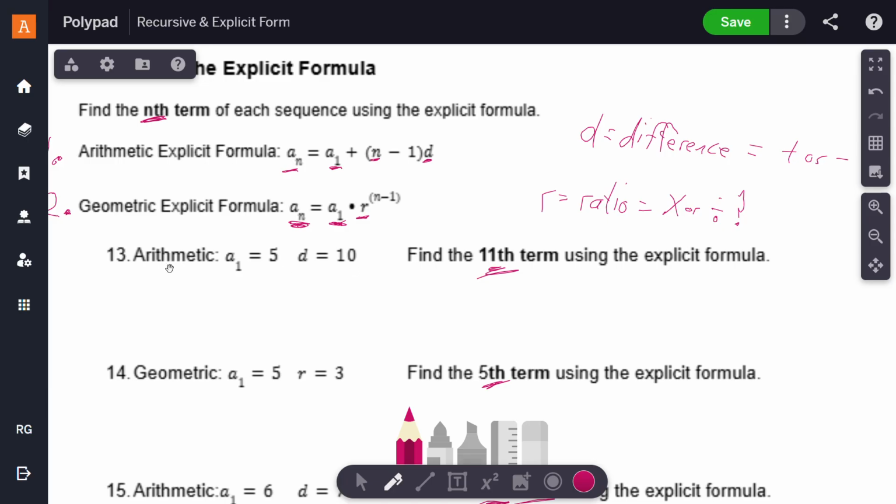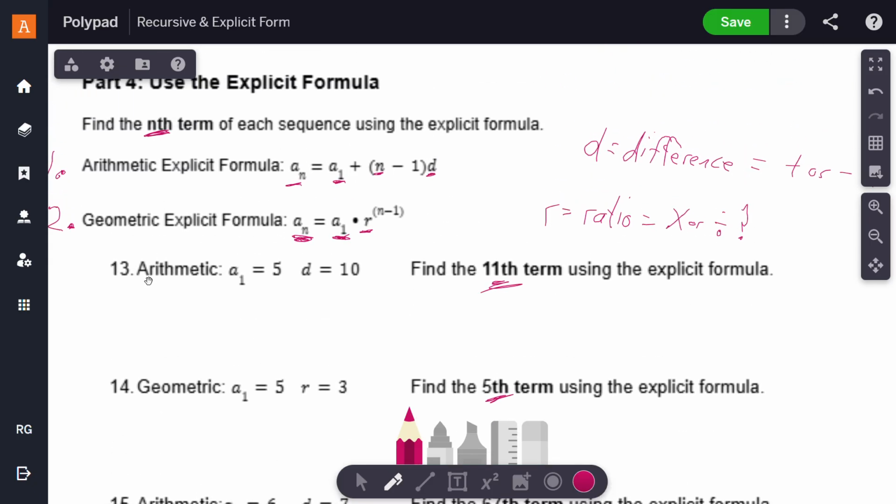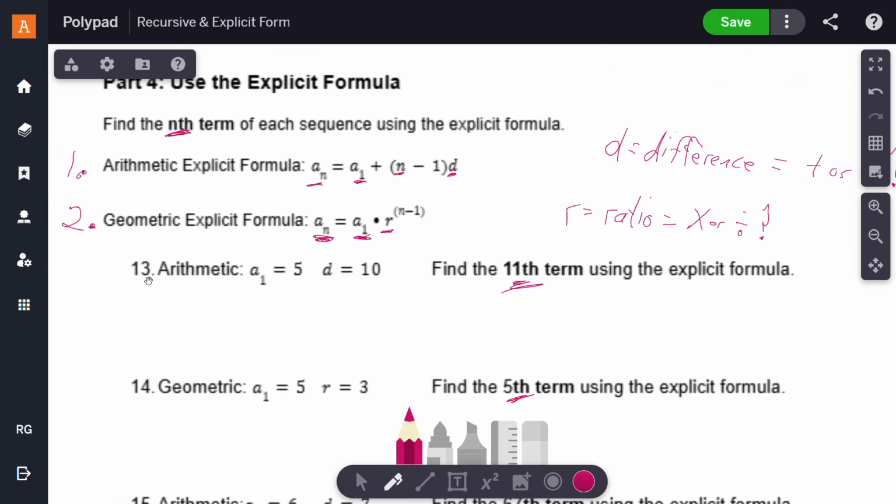So let's start with number 13, the arithmetic formula. Here we see that A1 is 5 and our difference is 10. So we'll start with the number 5 and we'll constantly be adding 10 to go from the first term to the second, then the second term to the third, and the third term to the fourth. You just keep adding 10. Now you could do that till you get to the 11th, but when the numbers start to get really large, like the 67th or the 90th term, then you want to have a formula to get there quicker. That's what the explicit formulas are for.